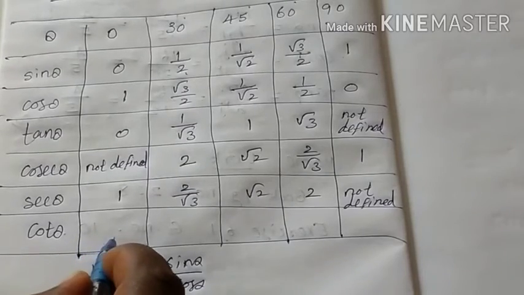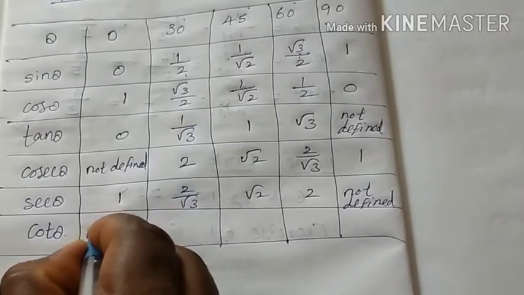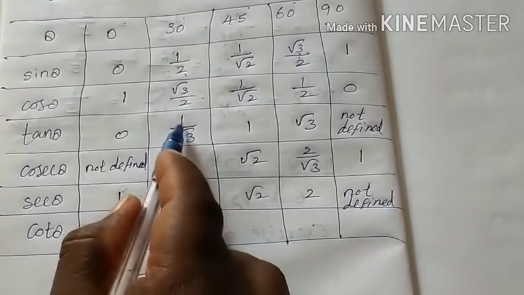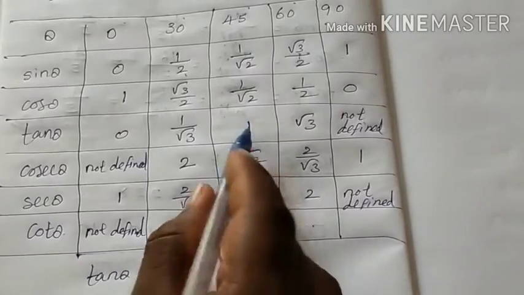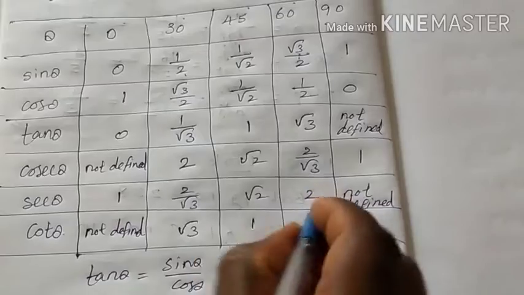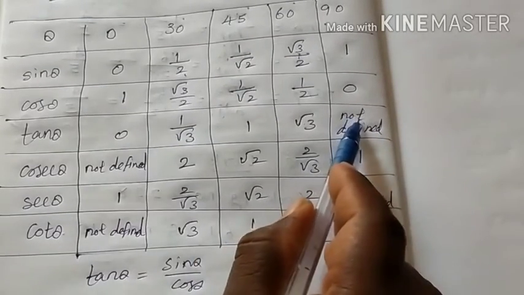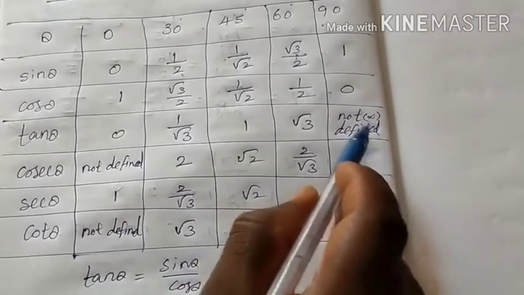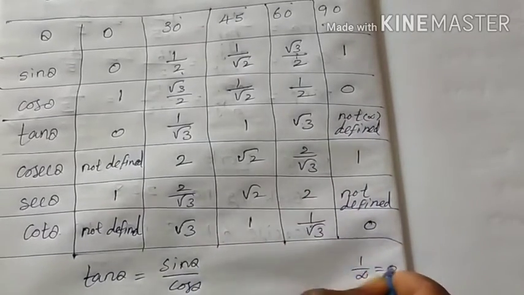Cot theta is the reciprocal of tan theta. So 1 by 0 is not defined. Then this is 1 by root 3, so root 3 by 1, so root 3. Then 1 divided by 1 is 1. This is root 3, so 1 by root 3. Then this is infinity. Not defined means infinity. So 1 by infinity is equal to 0.